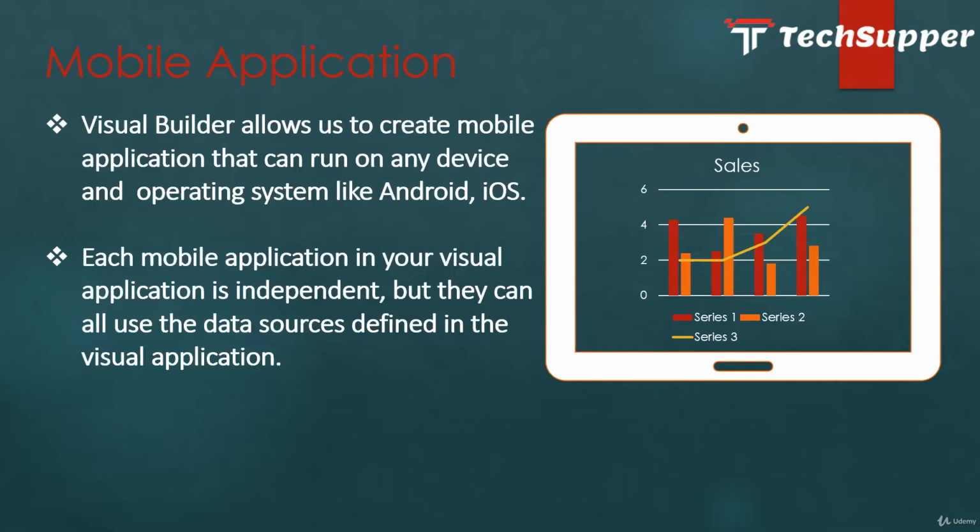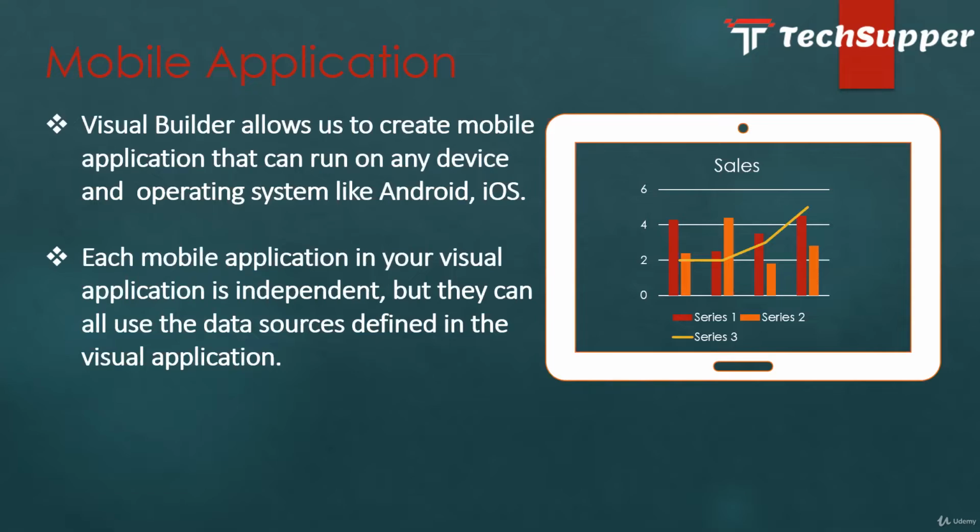Each mobile application in your visual application is independent, but they can all use the data sources defined in the visual application. For example, if you have created a visual application where you want to create a web application as well as a mobile application, but you create different business objects and service connections, these service connections and business objects are shareable. They can be used in the mobile application as well as in the web application. For the mobile application, you don't need to create separate business objects or service connections.